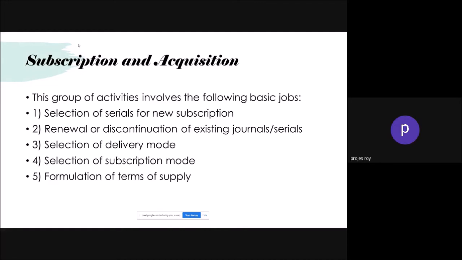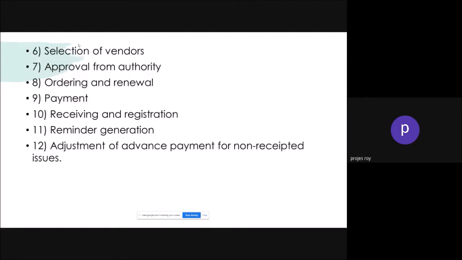This is another important one. Then selection of vendors. Approval from authority. Ordering and renewal. Then payment. Receiving and registration. Reminder generation. Then adjustment of the advance payment for non-receipt of issues. Now this is the work in serial control. Now how are we going to do it in an automated manner? These are the processes from your book, right?